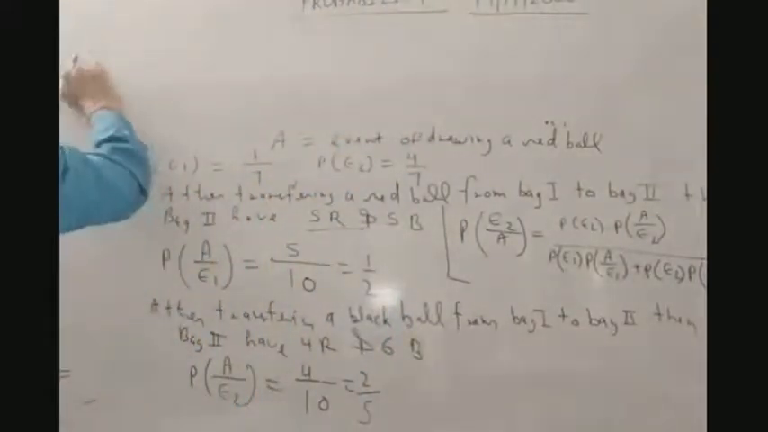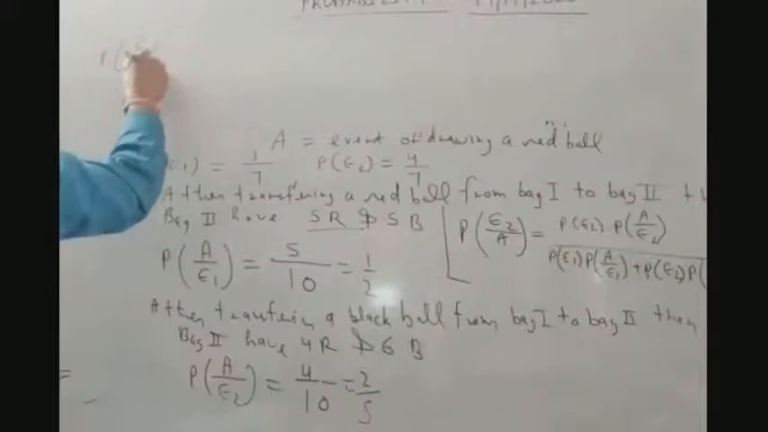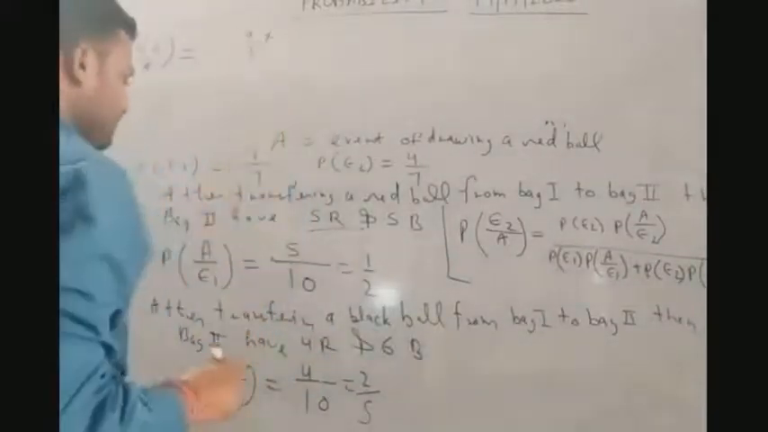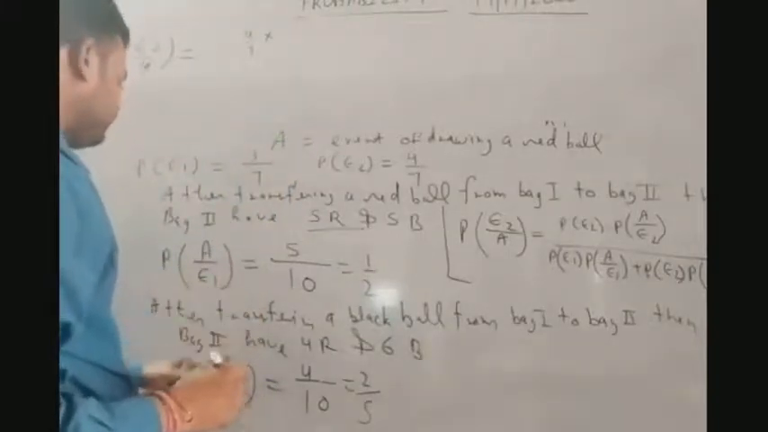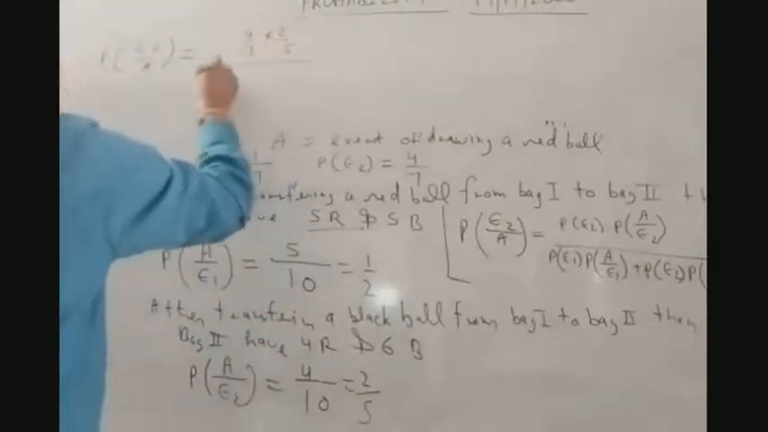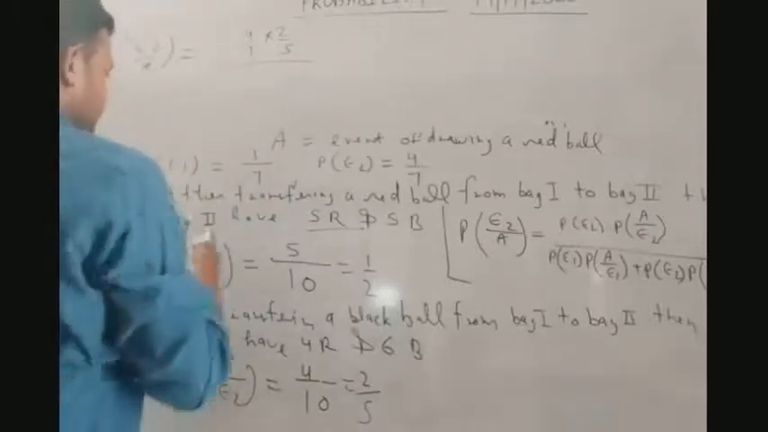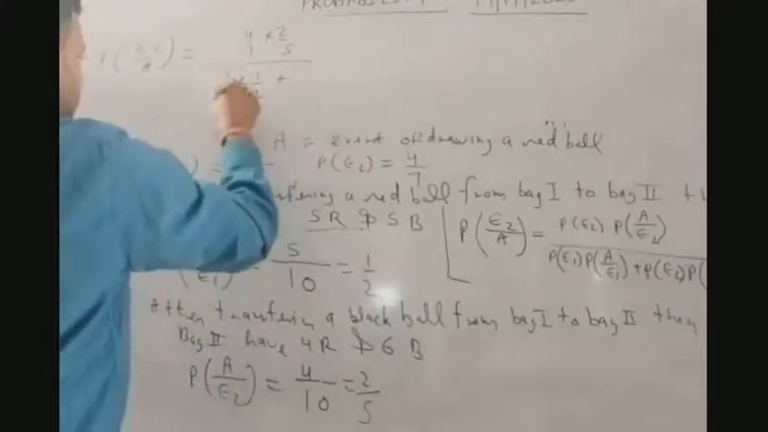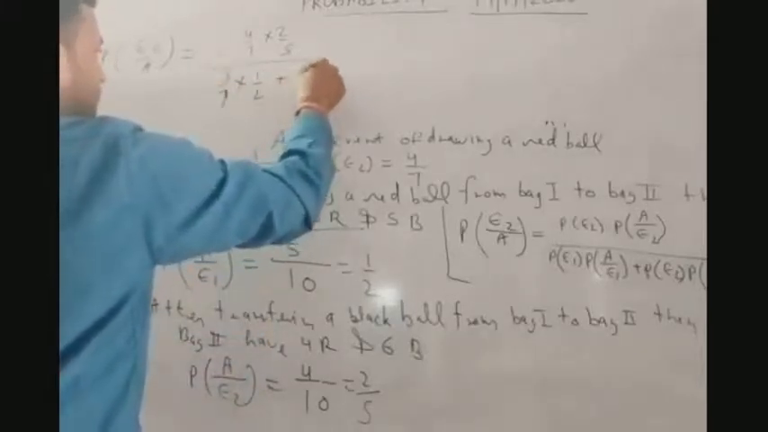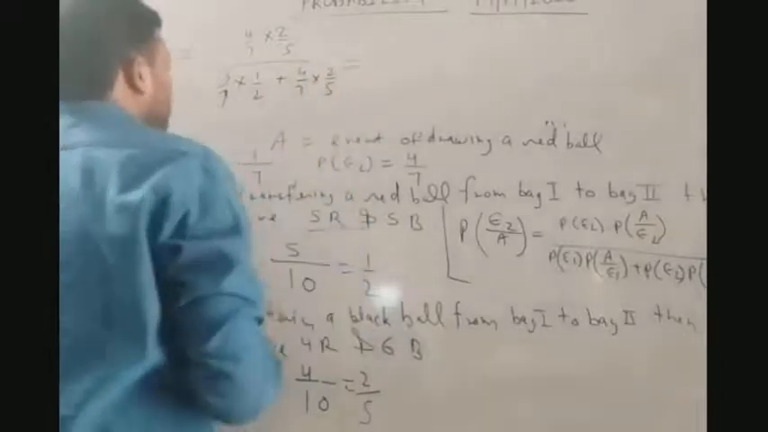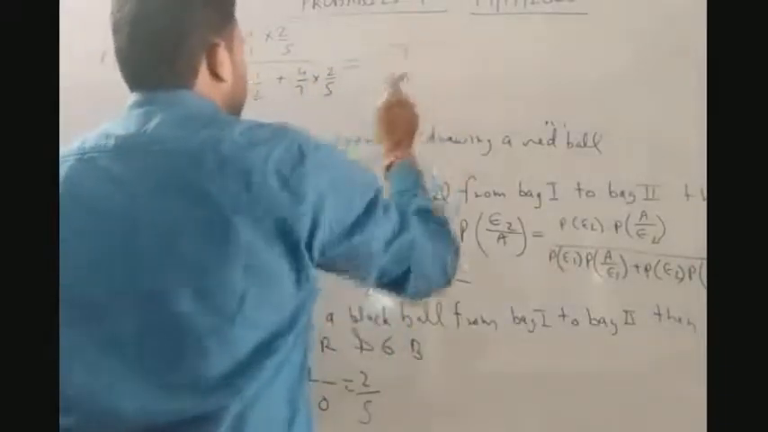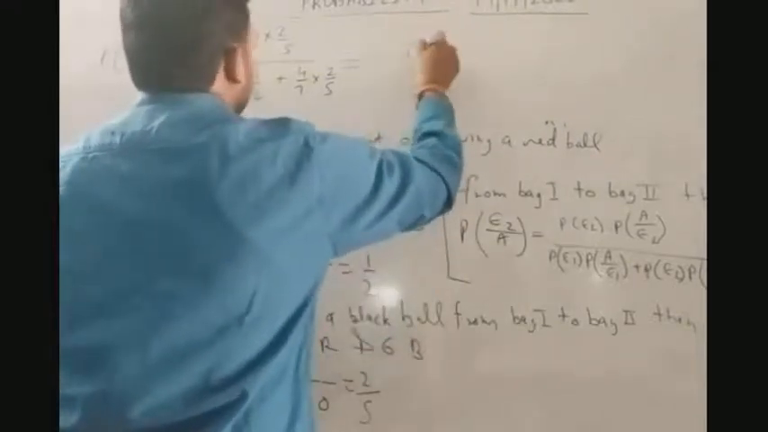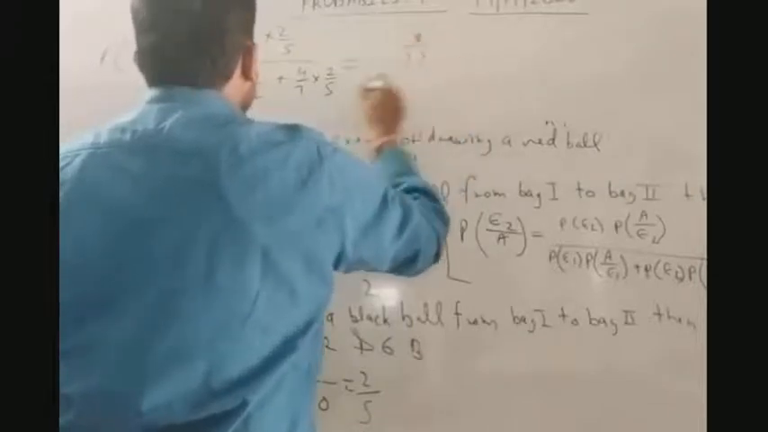So the probability of E2 given A is what? E2 is 4 by 7, and A given E2 is 2 by 5, divided by E1 is 3 by 7 and A given E1 is 1 by 2, plus 4 by 7 into 2 by 5. Now we will solve it. This is 35. Sorry, it will be 35 and above 14, 4 to the 8, and here again.